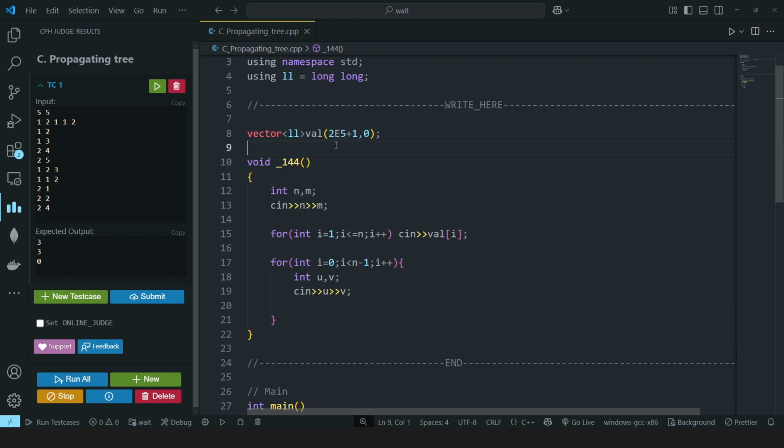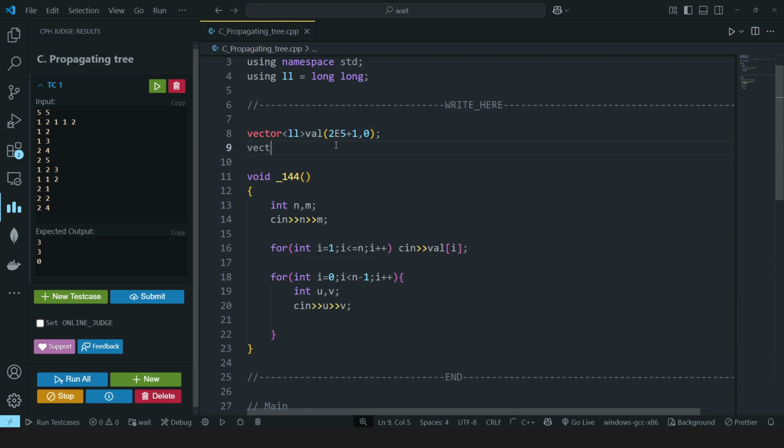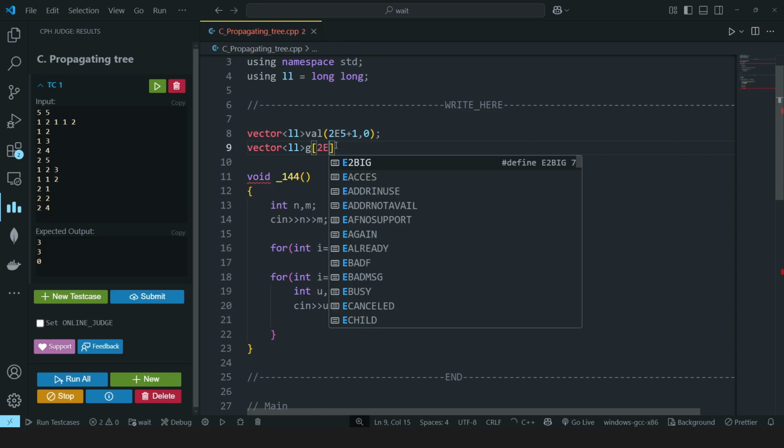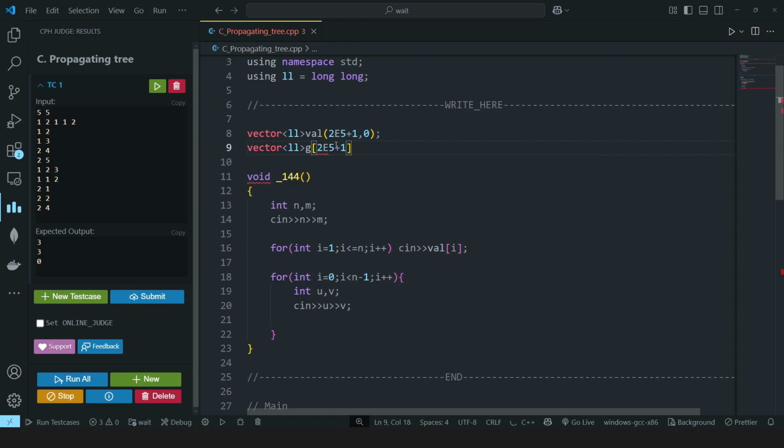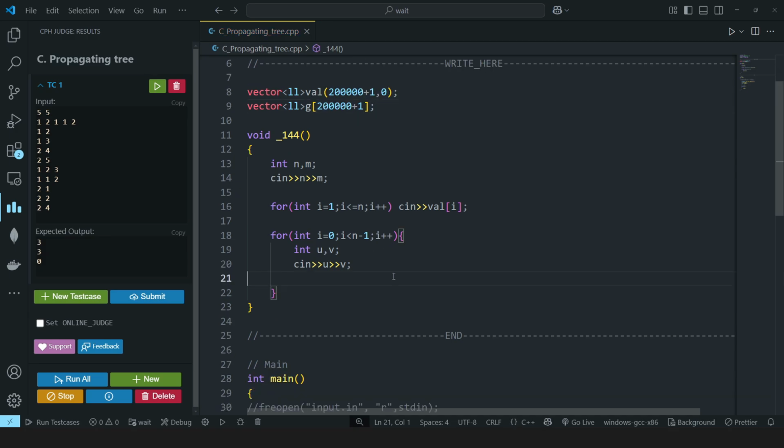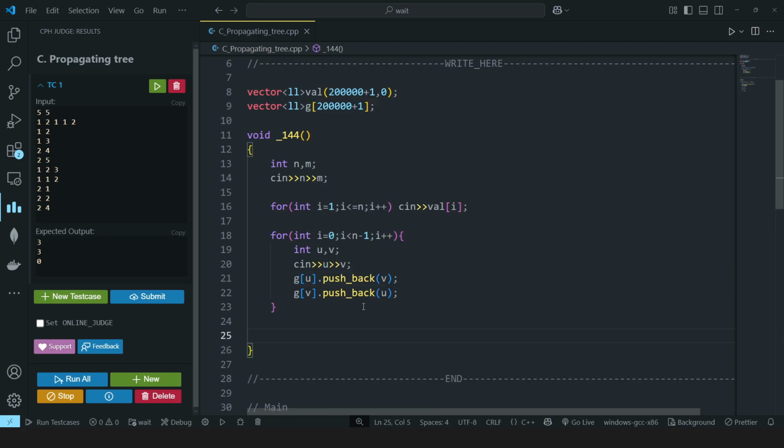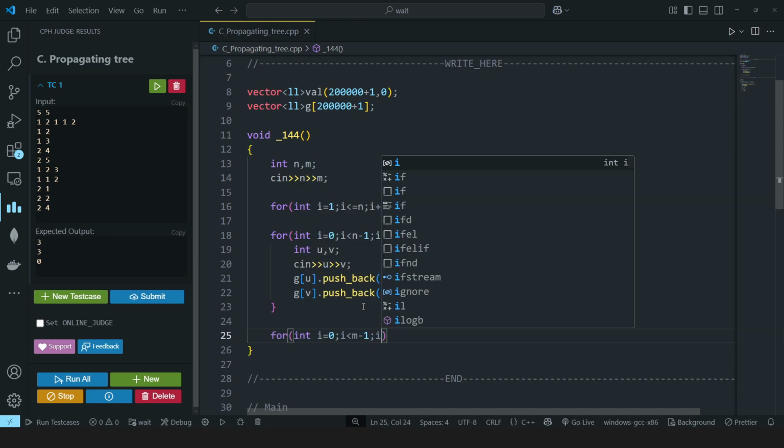So for that, let me declare an adjacency list here. It will also be of the same size, that is 2e5 plus 1. And I think this should not be a constant expression, right? So let us now direct the edges. I will say here that g of u, and then I have to take the input for the m queries, that is from 0 to m minus 1, I will go.